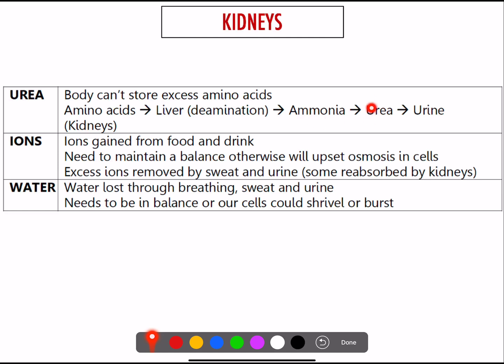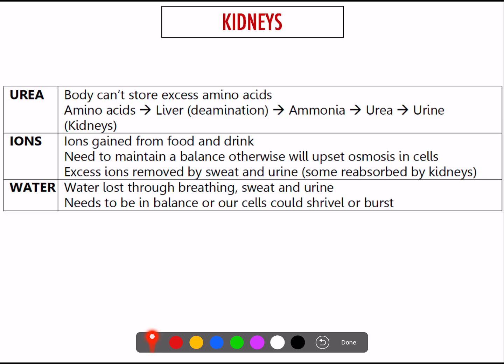This is all happening in the blood, by the way. Ammonia turns into urea. Urea then goes to the kidneys, and the kidneys remove it from the blood and turn it into urine. And then, of course, urine comes out of the body. Ions. So ions, of course, we get from food and drink. So imagine salt. If you put salt on your fish and chips, that's ions. Now, again, ions, we have to have a good balance of it. Otherwise, it will upset the osmosis of our cells. So what that means is, if there's loads of ions in the blood, then the water potential of our blood will be much lower. So water will leave our cells by osmosis and go into the blood where most of the ions are.